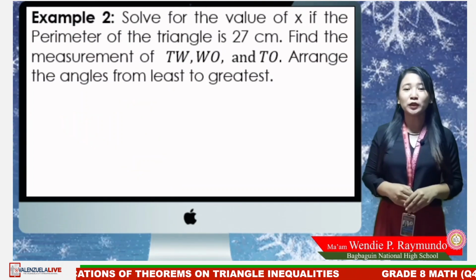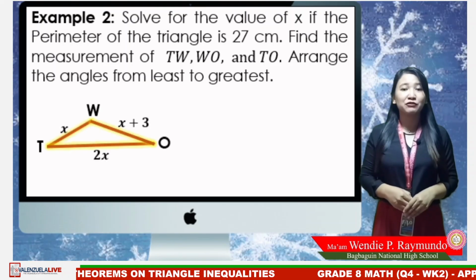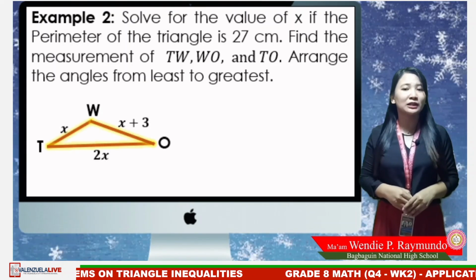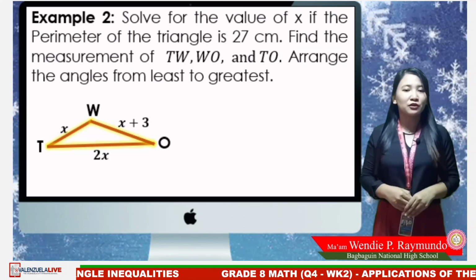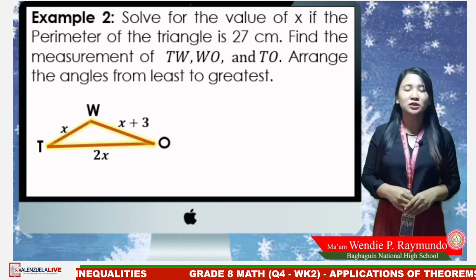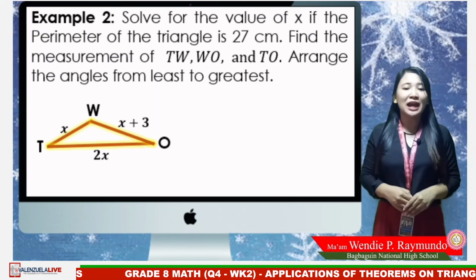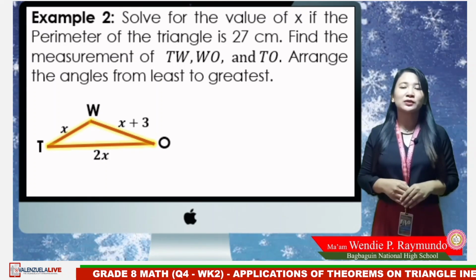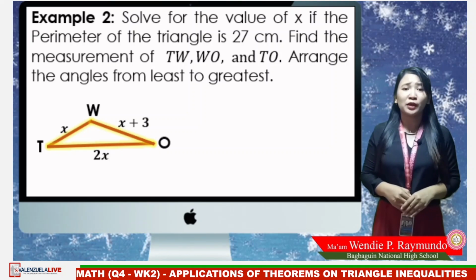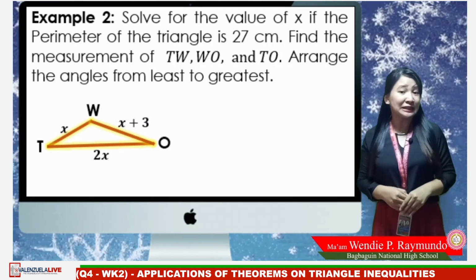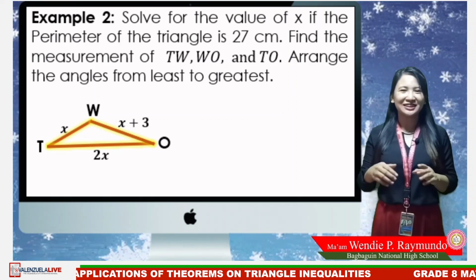Example number 2. Solve for the value of x if the perimeter of the triangle is 27 cm. Find the measurement of sides TW, WO, and TO. Arrange the angles from least to greatest. Do you still remember the formula of the perimeter of a triangle? If you do, kindly comment your answer.